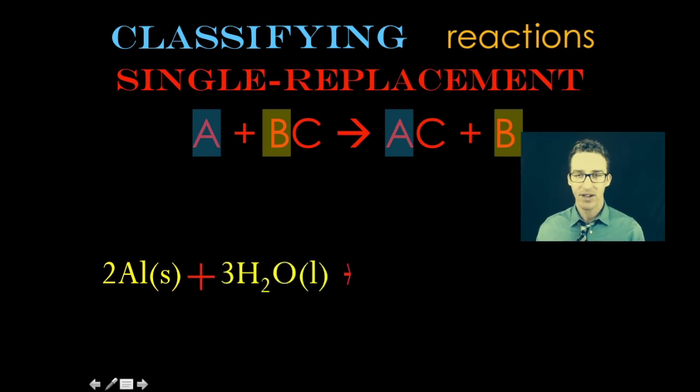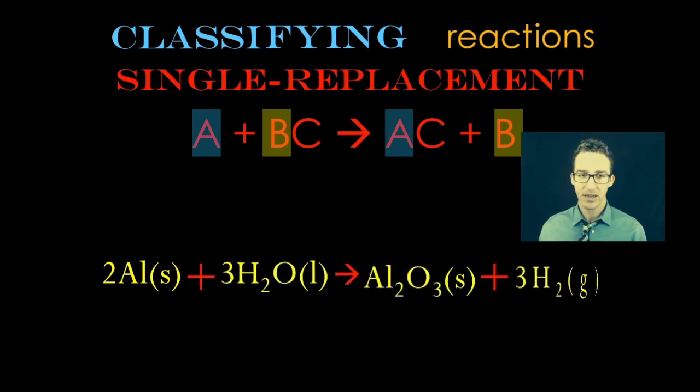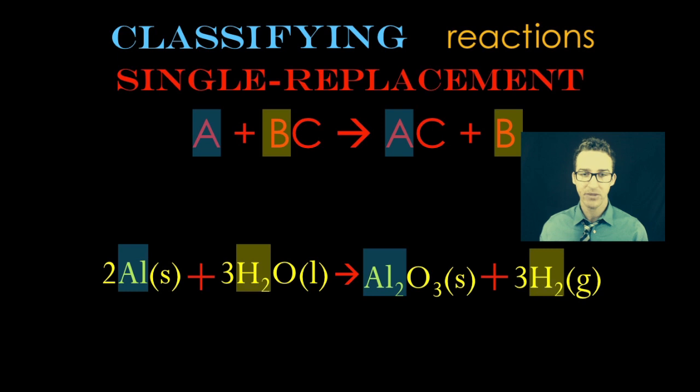An example of a single replacement reaction would be the addition of solid aluminum to hot water to form aluminum oxide and hydrogen gas. Again, note how the one element kicks a second element to the curb.